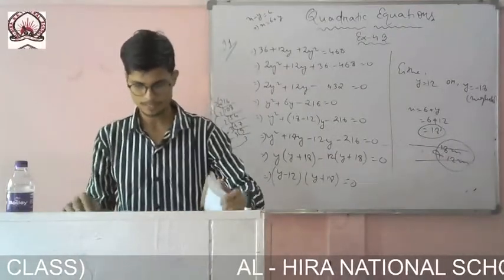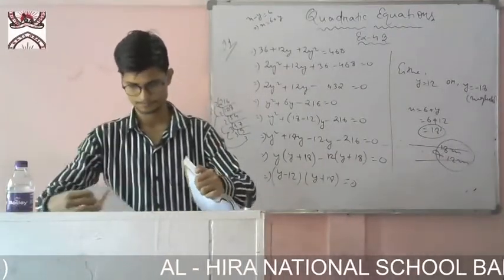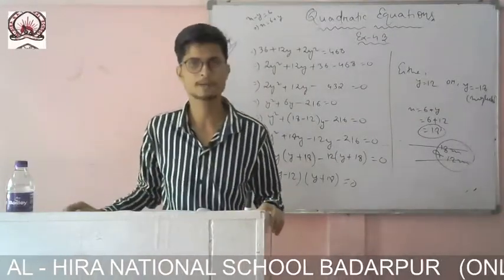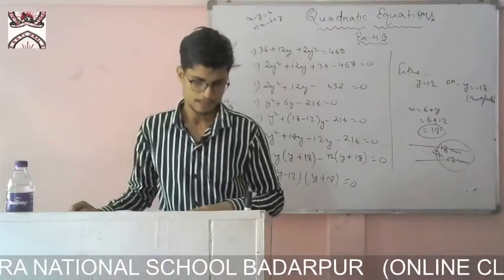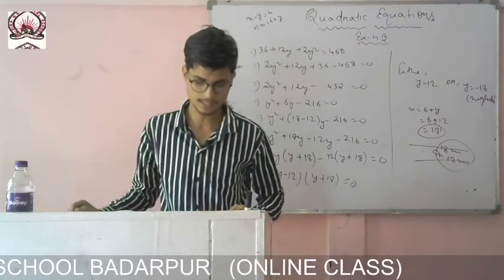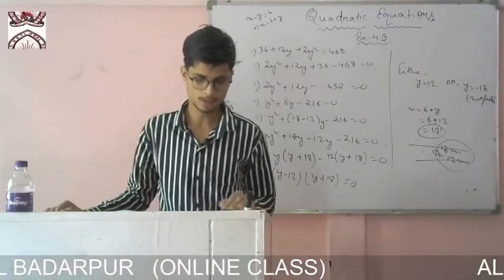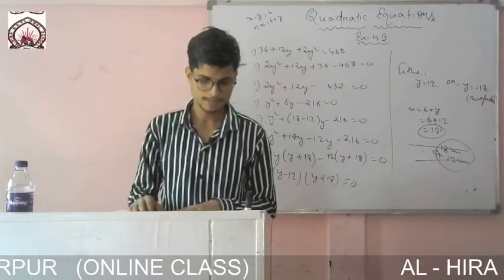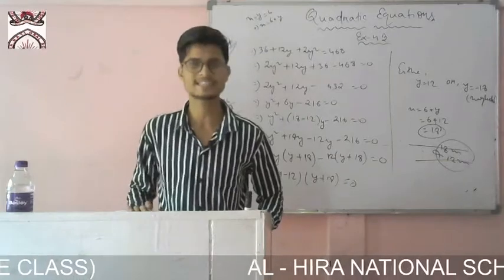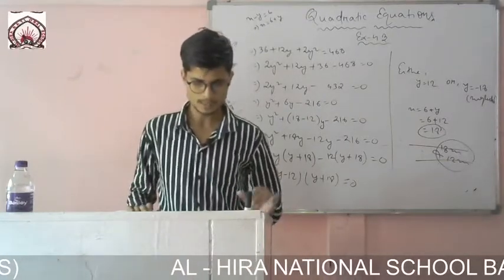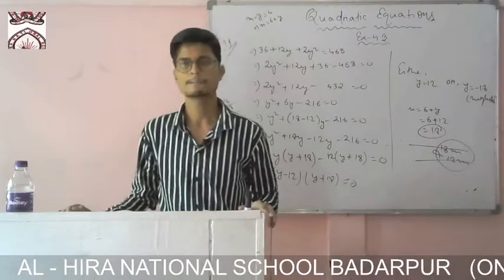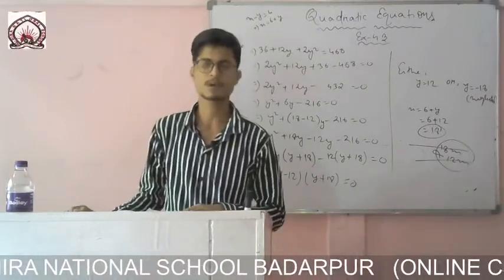So one example is left, as far as I remember: example number 15 on page number 112. A motorboat whose speed is 18 km per hour in still water takes 1 hour more to go 24 kilometer upstream than to return downstream to the same spot. Find the speed of the stream. So the question is to find the speed of the stream. One thing you keep in mind: in case of upstream it will always be minus, and in case of downstream you have to do plus.